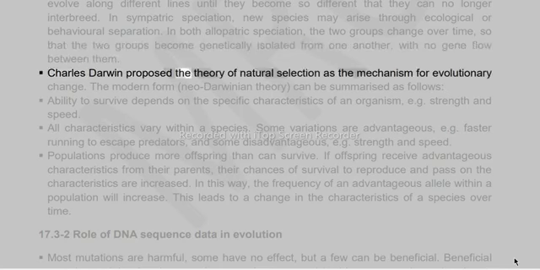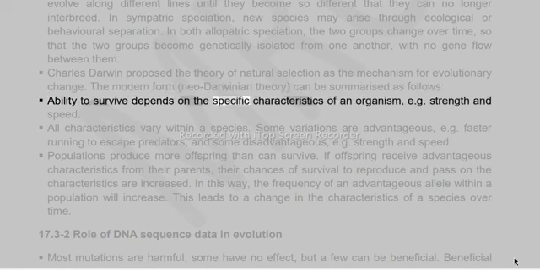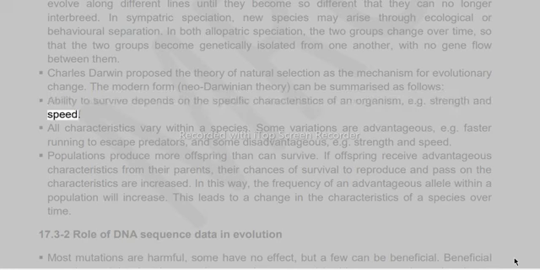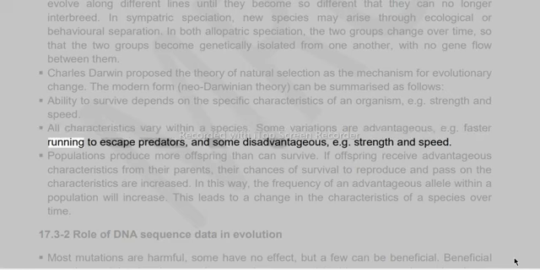Charles Darwin proposed the theory of natural selection as a mechanism for evolutionary change. The modern form, Neo-Darwinian theory, can be summarized as follows: ability to survive depends on the specific characteristics of an organism, e.g. strength and speed. All characteristics vary within a species. Some variations are advantageous, e.g. faster running to escape predators, and some disadvantageous, e.g. slower running.